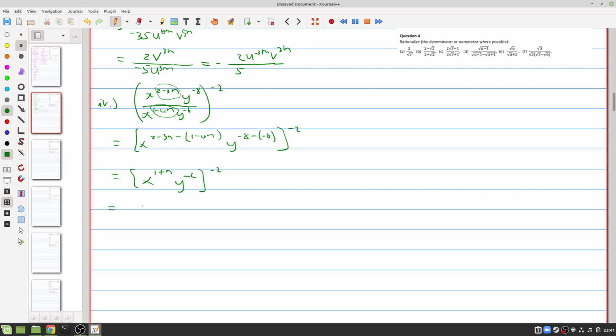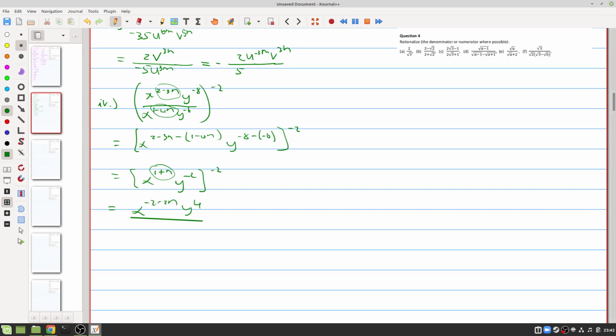And now let's multiply our negative 2 with the exponents. So this times negative 2 will become negative 2 minus 2n. And then with the y's, negative 2 times negative 2 is 4. And that's our answer.